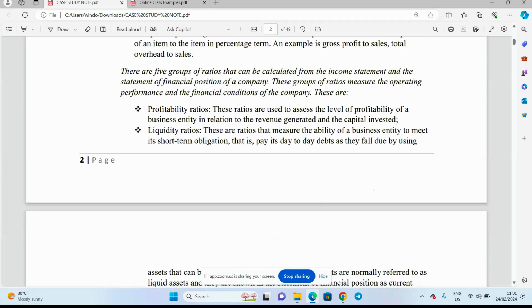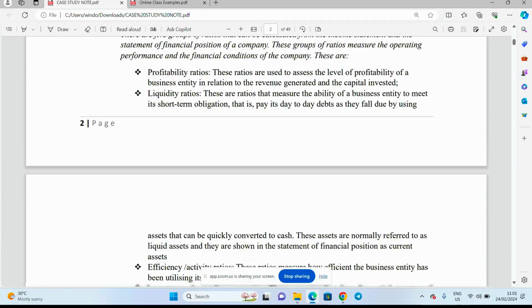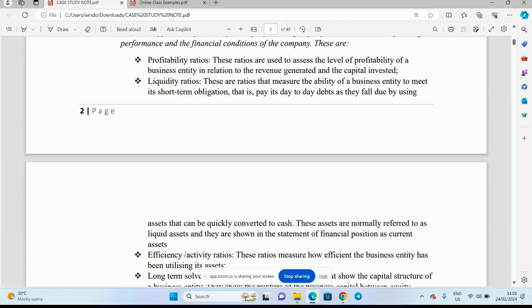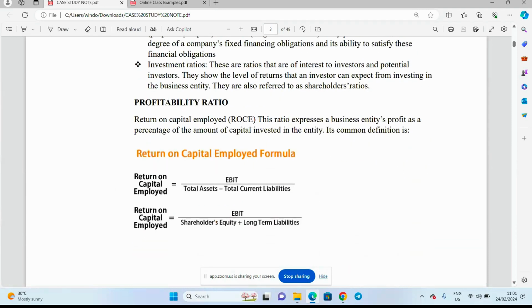When you are saying liquidity ratio, the first thing that should come to your mind is what? Current ratio. And we are moving to those calculations gradually, but I just want you to have the idea before we move to the calculation aspect. All right. So we have 5 categories of ratio: profitability, liquidity, efficiency, long-term solvency, and investment ratio. Now, this is what ICAN will ask you.